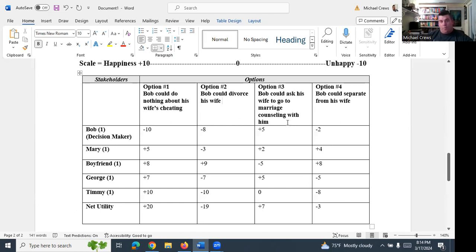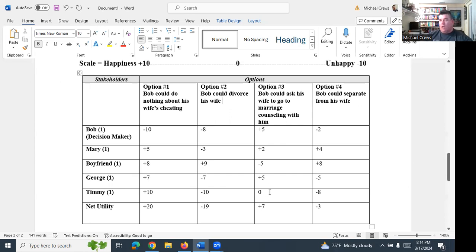Okay. And so Bob could ask his wife to go to counseling, +5. He's happy because they're working on it, but there's still that, I don't know if this is going to come through or not, or how it's going to end. Maybe +2 for Mary because while she's been cheating, maybe she's okay with trying to work it out. The boyfriend, -5 because if they reconcile, this gets closer to him not being able to have the relationship with Mary. George is a +5 because, hey, at least they're still together and they're working on it.